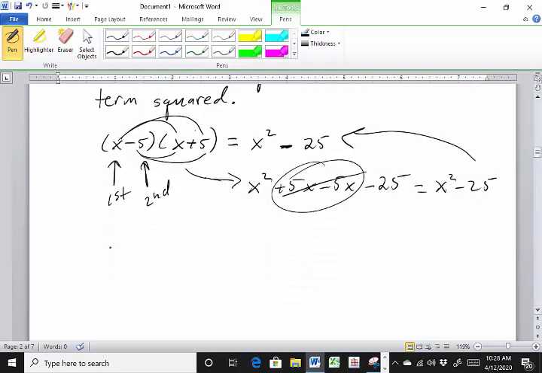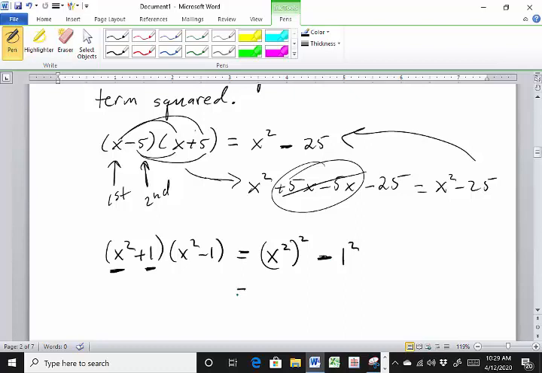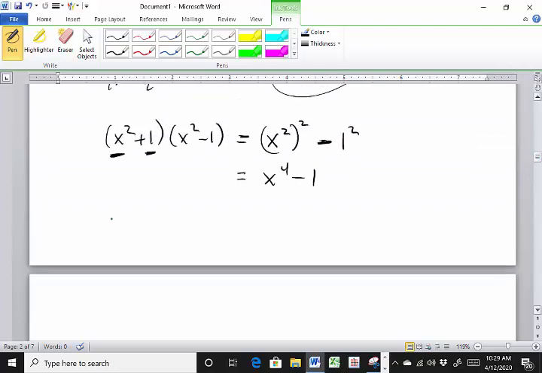Let's do another one. Let's throw in this one. How about x squared plus 1 times x squared minus 1? Well, we're going to square the first term. Again, just identify this is the first, this is the second. So we're going to square x squared, we're going to square 1, and we're going to put a minus sign in between. So this is just x to the fourth minus 1. Done.